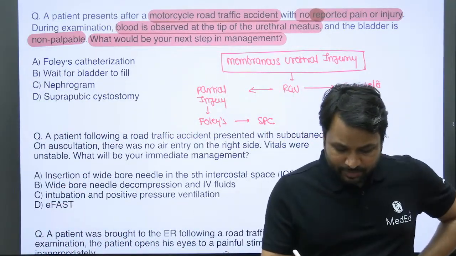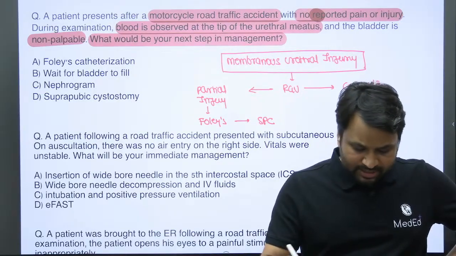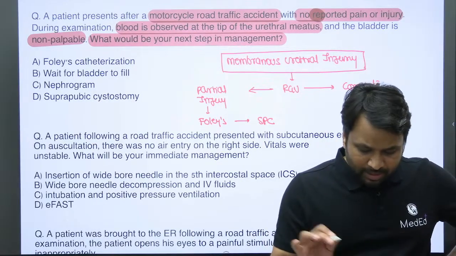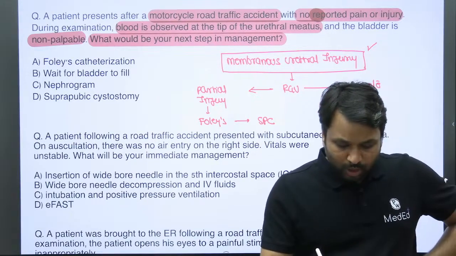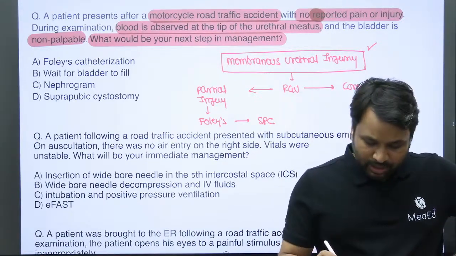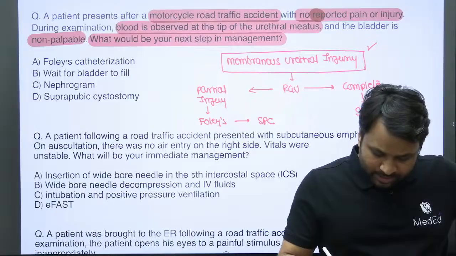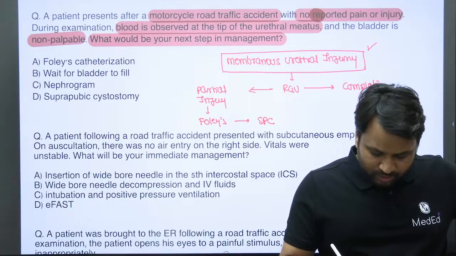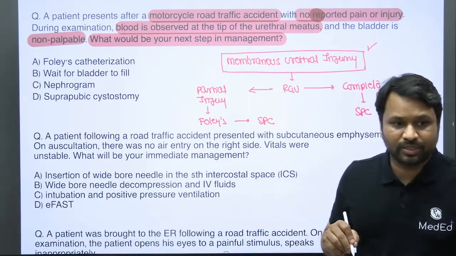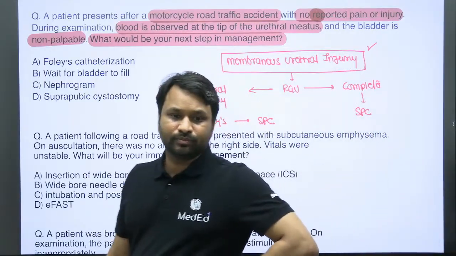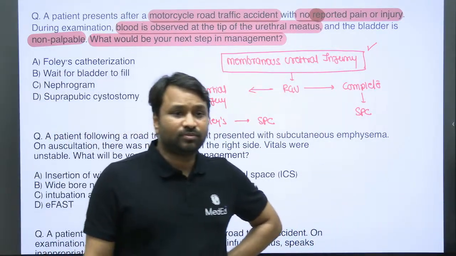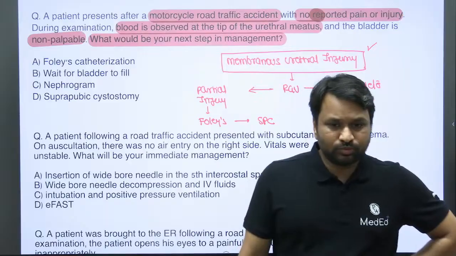Now I am saying a patient has had a road traffic accident, blood at the meatus, bladder non-palpable. I now know it's a membranous urethral injury, right? What would be your next step in the management? Either you go for Foley's catheterization, wait for the bladder to fill, do a nephrogram, or suprapubic cystostomy. Okay. What is your likely management? What would you like to do? Quick feedback.